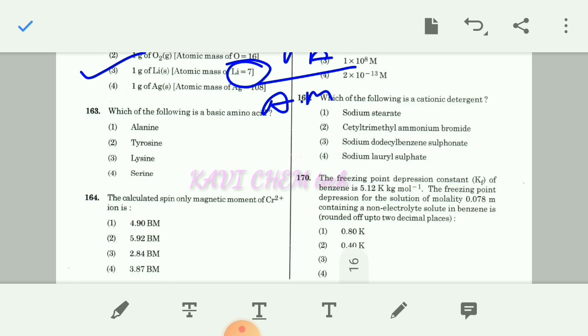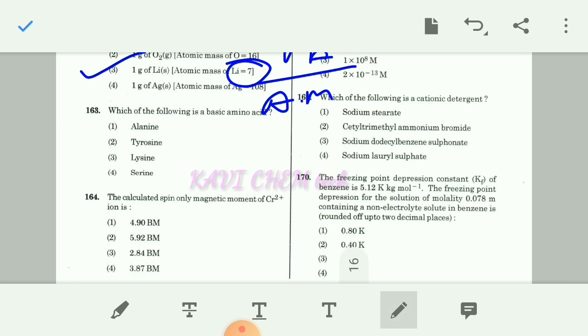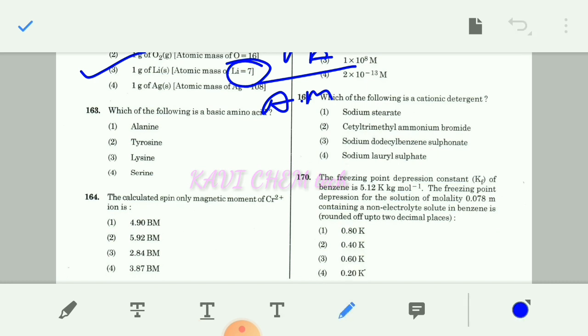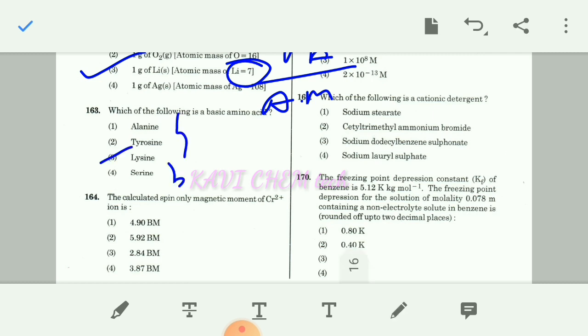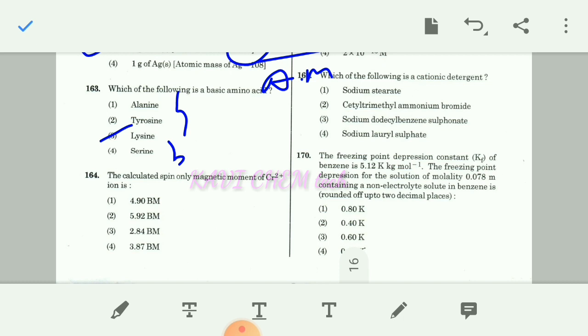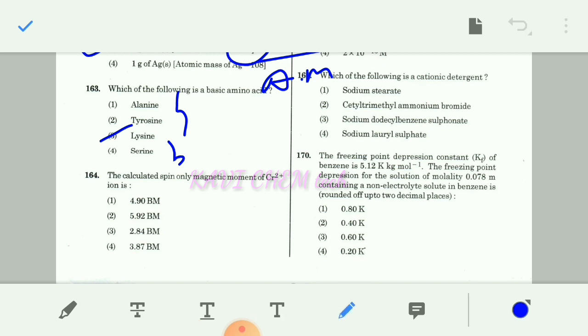Next one, which of the following is a basic amino acid? So all these are amino acids. Among them, lysine is a basic amino acid which will have an NH2 group in two places, whereas the other three are acidic.